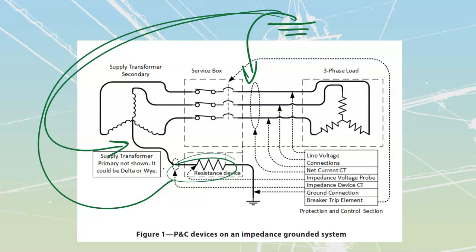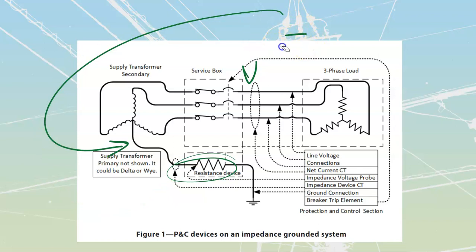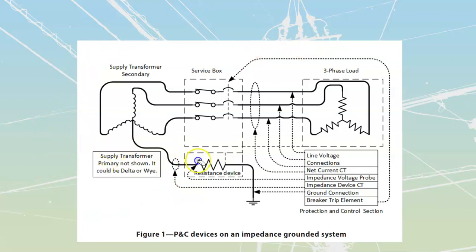Since the impedance ground is going to keep our current relatively small, we need to make sure that we've got some other way to operate our overcurrent devices. And once again, what we've talked about is the fact that this stuff is going to be used for high voltage types of installations.